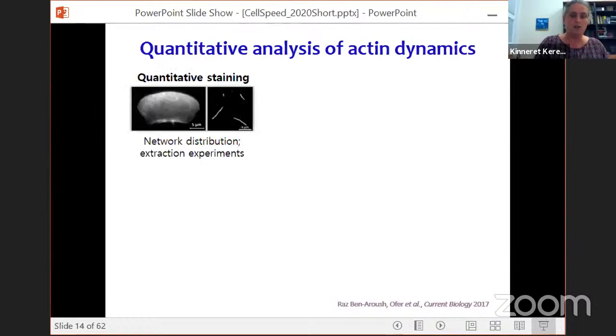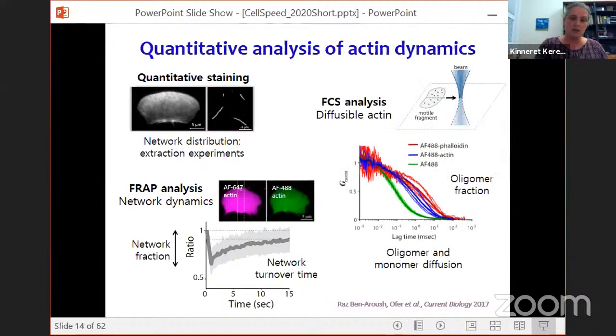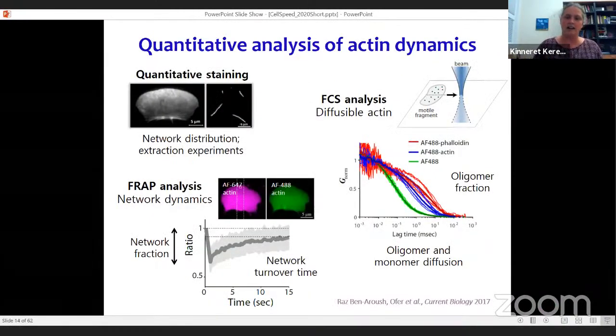monomer. So I don't have time to go into the details of the measurements we did. I'll just briefly take you through it. So we did quantitative staining where we were careful to calibrate our measurements so we could get absolute numbers rather than relative numbers. We used FRAP analysis to look at the network dynamics. This allows us to look both at the fraction of actin subunits in the network, as well as at the network turnover time. And we also used fluorescence correlation spectroscopy to look at the distribution of the diffusing subpopulation.